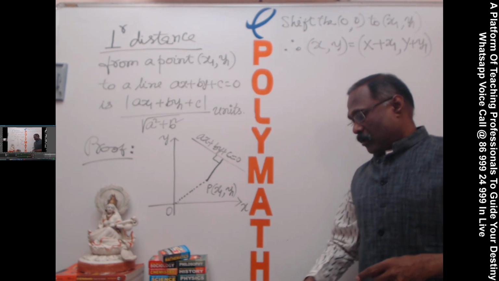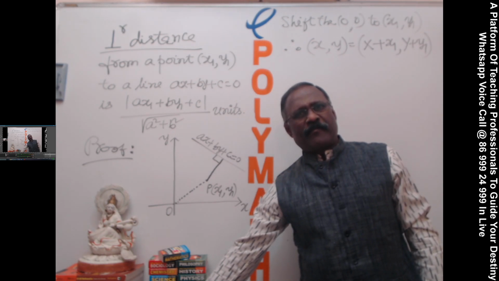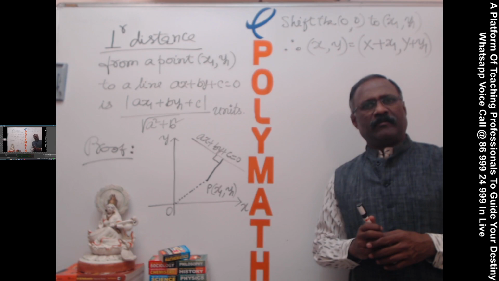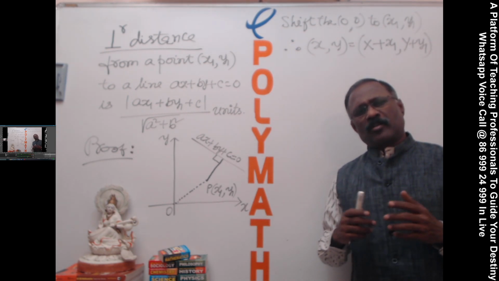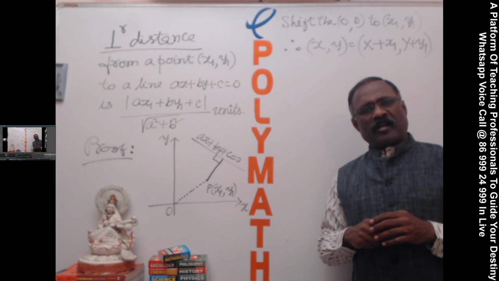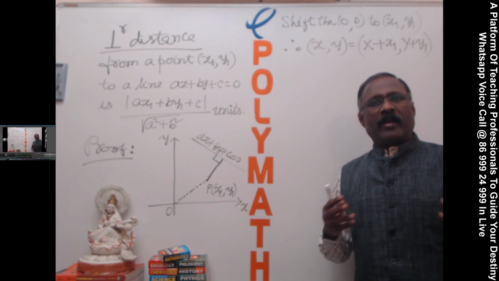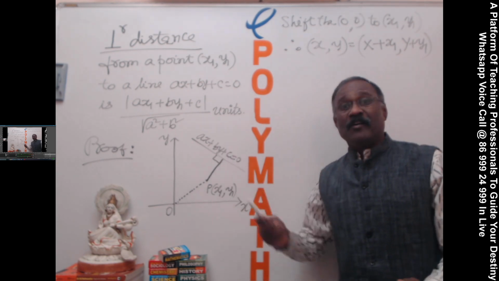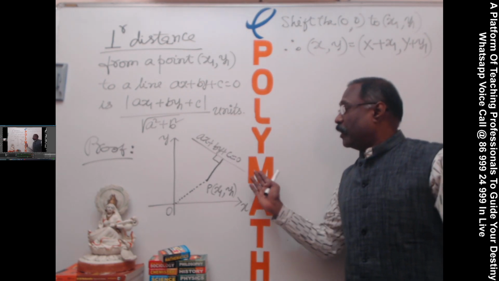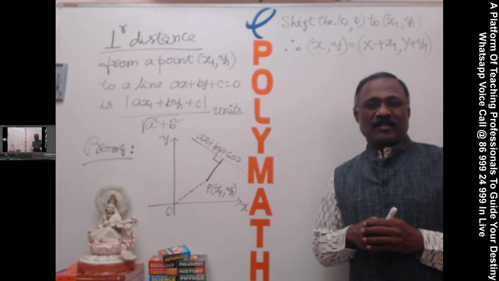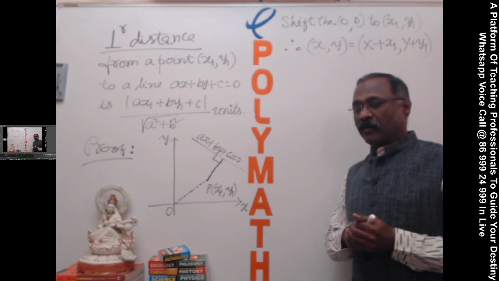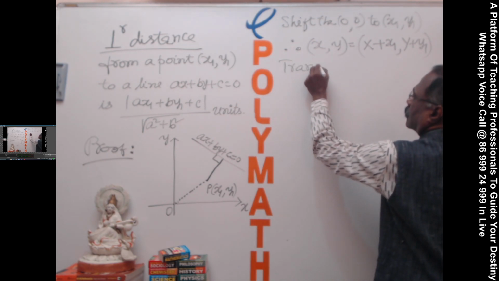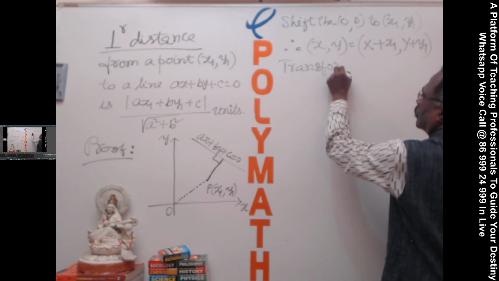So, what happens when you are shifting the origin? When you are shifting the origin to some other point x1, y1, obviously every point on the plane will be changing. When every point changes, the line is made up of points only, and hence the equation of the line will also change. That is called the transformed equation.